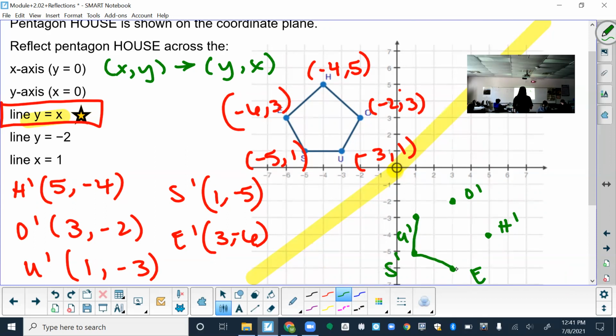And it might be hard to see that it's a mirror image. Whenever it's over this line, it's always kind of hard to see. But it is. And the closest one to it originally was U, so the closest one to it should be U prime. And then followed by S and O prime. So it does mirror image now. Questions?